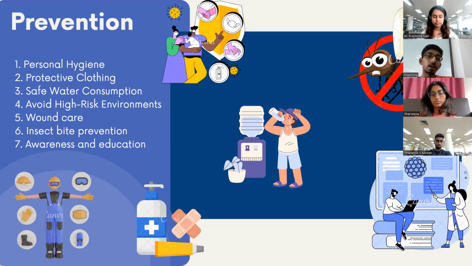So we must protect ourselves from insect bites by wearing long sleeves, using insect repellents, and sleeping under bed nets if necessary. Although melioidosis is not primarily transmitted by insects, preventing other insect-borne diseases can help to maintain our overall health. The seventh and the last one is awareness and education.